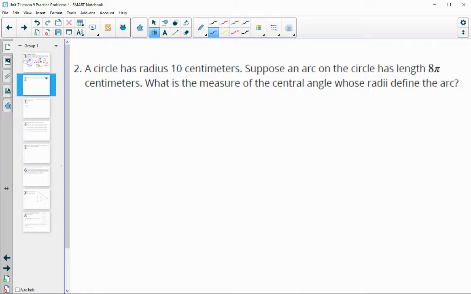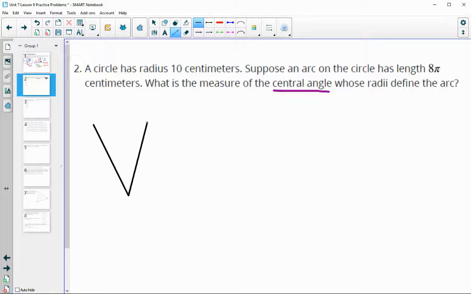All right, number 2. A circle has a radius of 10 centimeters. Suppose an arc on the circle has a length of 8 pi centimeters. What is the measure of the central angle? So we want to figure out again the portion that we have. So let me just draw a random arc or sector because I just like to have a picture.